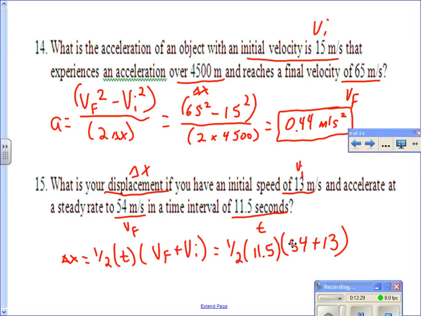And it doesn't matter if I put the 54 or the 13 in. It's all going to come up the same thing. And the answer is 3.57 meters per second squared.